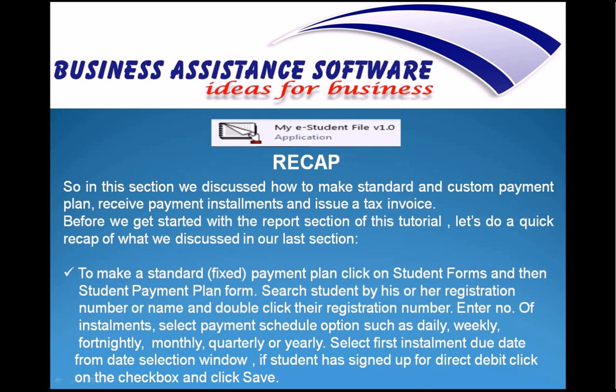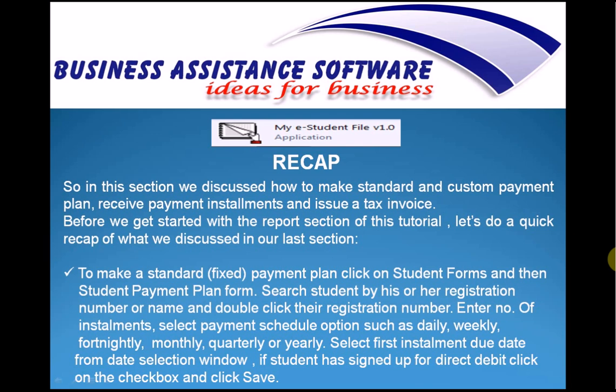Search student by his or her registration. Enter number of installments. Select payment schedule options such as daily, weekly, fortnightly, monthly, quarterly or yearly. Select first installment due date from date selection window. If student has signed up for direct debit, click on the checkbox and click Save.